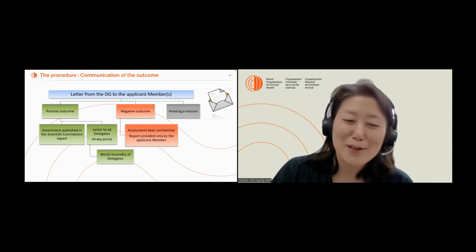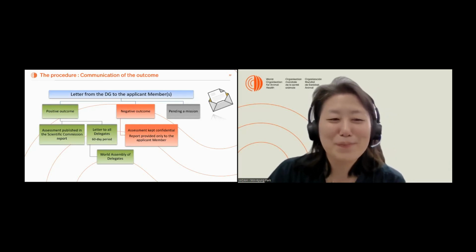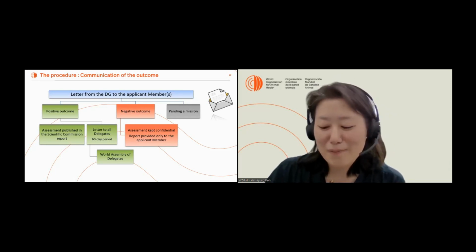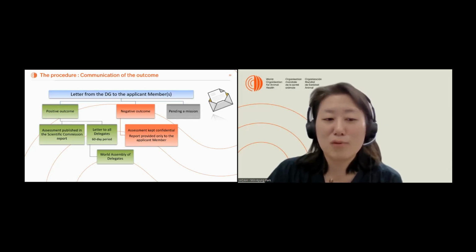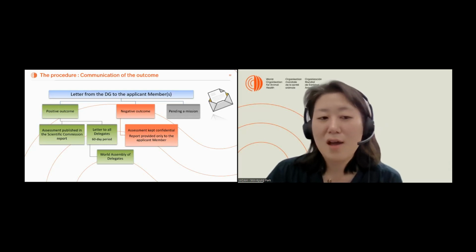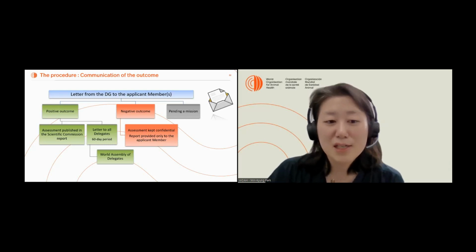Of course, there's the positive and the negative, and somewhere in between, omission. So if the recommendation is a positive outcome, the detailed assessment report of the application is published on the WOAH website. And all delegates are informed 60 days prior to the general session that such and such country is being proposed to be officially recognized as free from one of the diseases that are part of this procedure.